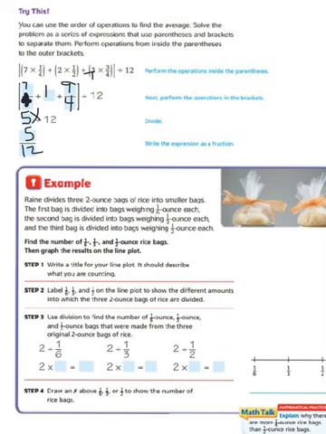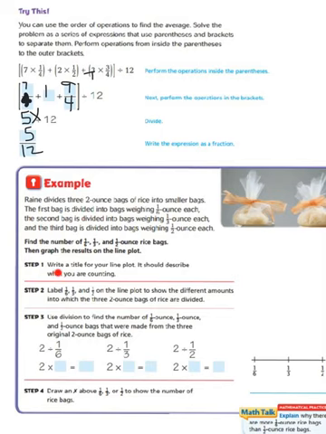Okay, let's look at the next example we have. It says, Rain divides 3 2-ounce bags of rice into smaller bags. The first bag is divided into bags weighing 1/6 ounce each. The second bag is divided into bags weighing 1/3 ounce each. And the third bag is divided into bags weighing 1/2 ounce each. So we're going to find the number of 1/6, 1/3, and 1/2 ounce rice bags. Then graph the results on the line plot.